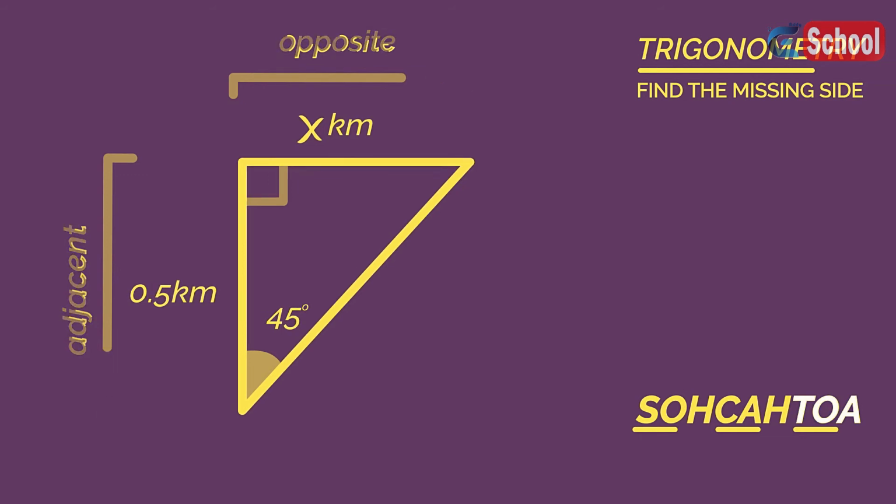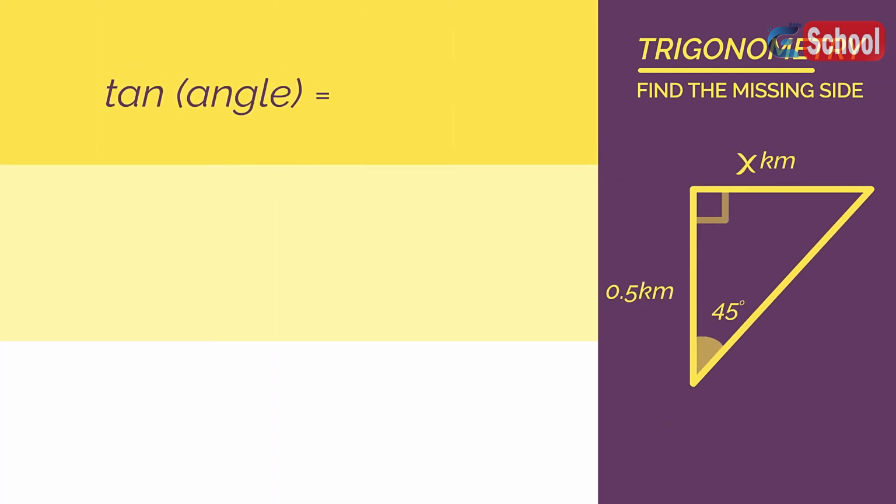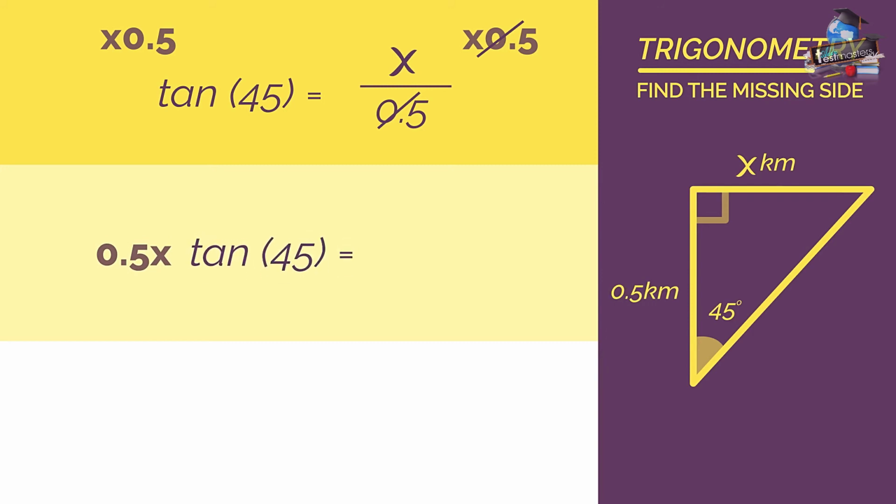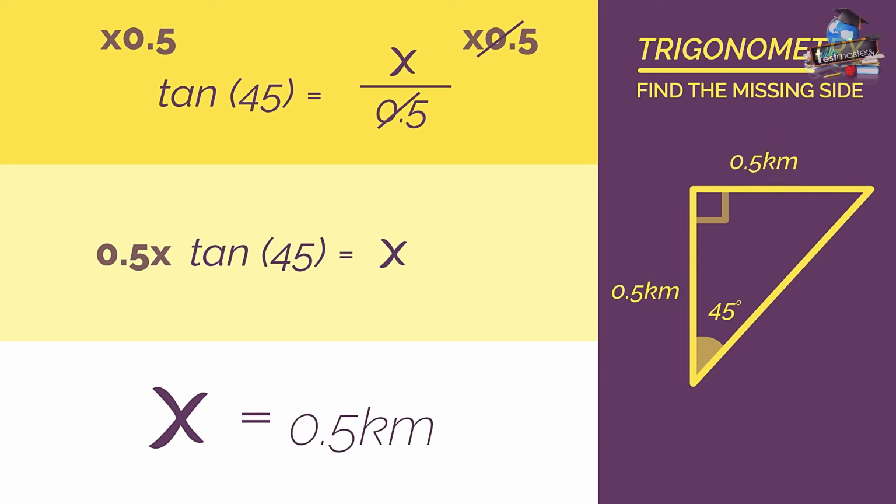Hopefully you thought tan. So tan of the angle is opposite divided by adjacent. And let's substitute in our numbers and we get tan 45 equals x divided by 0.5. A little bit of rearranging, so we multiply both sides by 0.5 and type into our calculator 0.5 times tan 45 and we get x equals 0.5 kilometres.